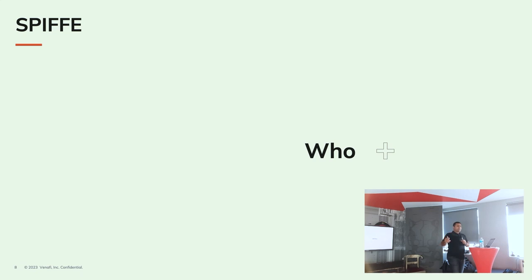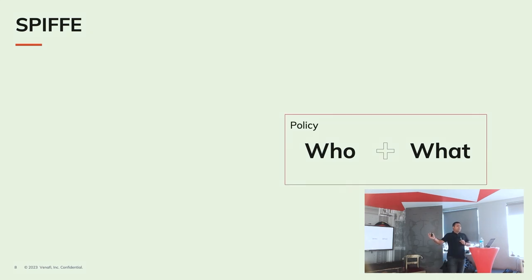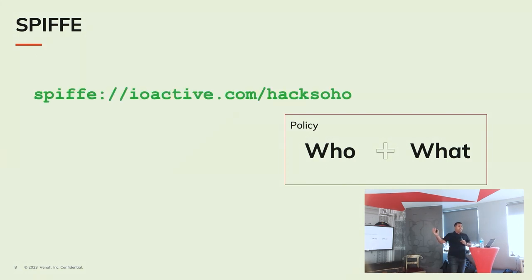If you think about access control, it's always about who and what, right? Who can do what? That's exactly what you're trying to do. And in this case, we're talking about machines. When you talk about the who and the what, then that's the policy. You define a policy, correct? And when you want to describe the policy, usually you need a username, you need an identity. That's the very first thing that SPIFFE identified: a SPIFFE ID, as they call it.